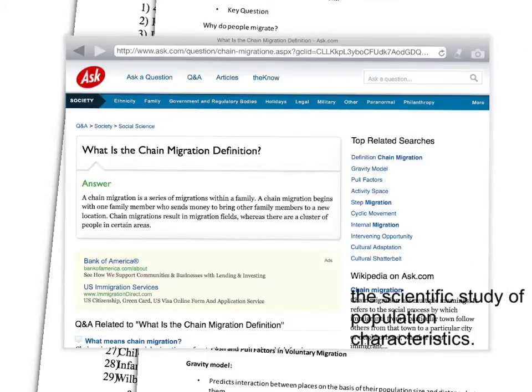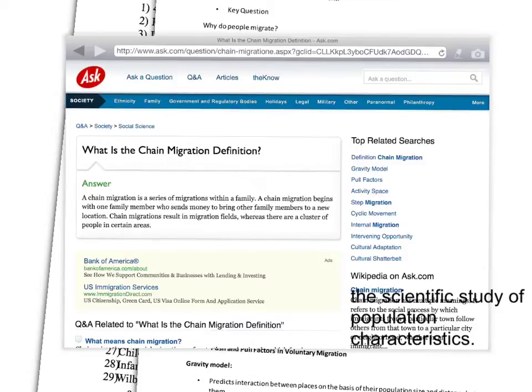Chain migration is a special type of migration. I went on ask.com, and what it gives here is pretty good. A chain migration is a series of migrations within a family. Chain migration begins with one family member who sends money to bring other family members to a new location. In doing so, it is kind of like a chain effect. Simply put, that's it.